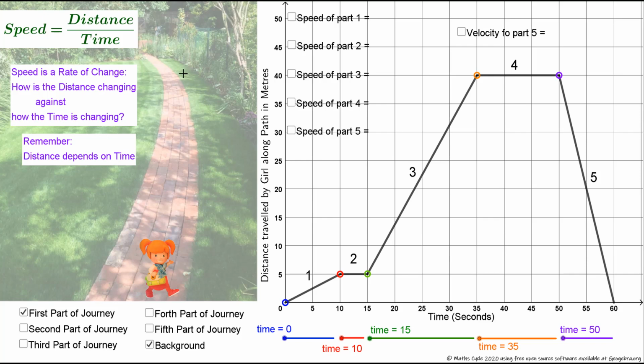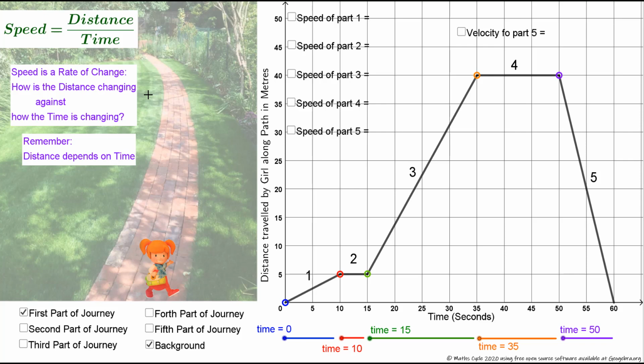And the next thing that we're going to need is a formula. So speed equals distance over time. Now, it's good to remember that speed is a rate of change. So what we're investigating is how is the distance changing against how the time is changing. And remember also, distance depends on time. Okay, so time is the independent variable. Time will march on regardless, and the distance here depends on that time.